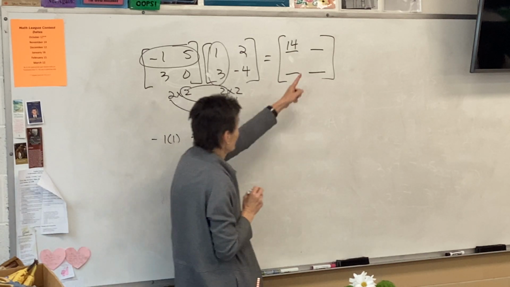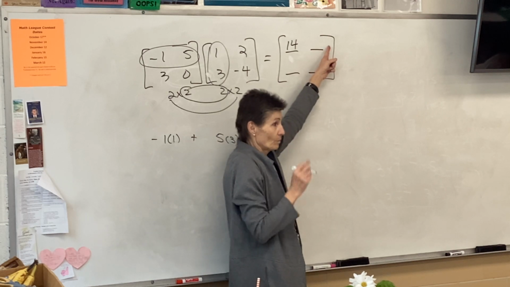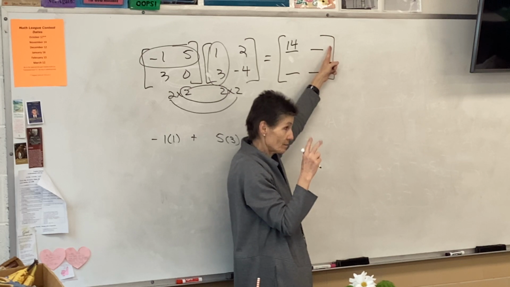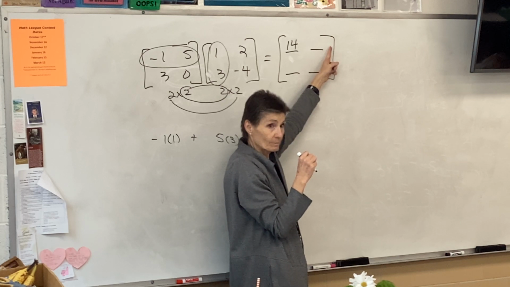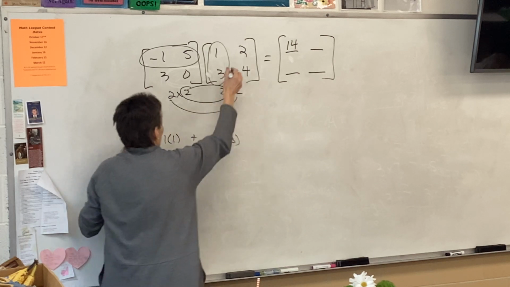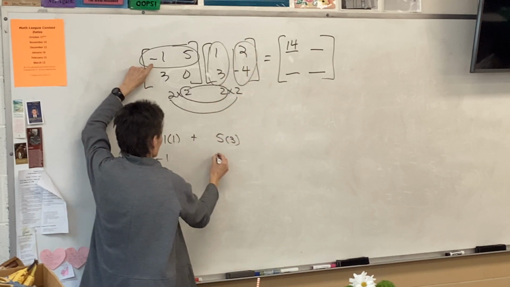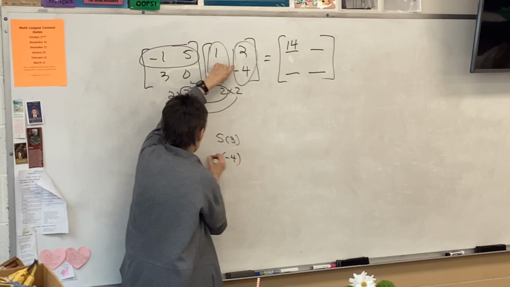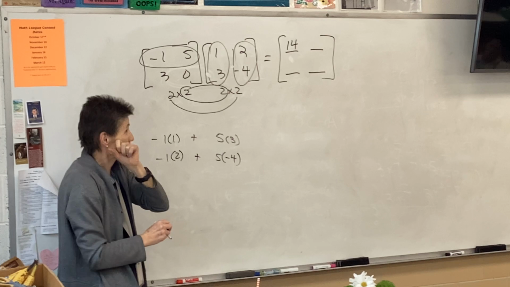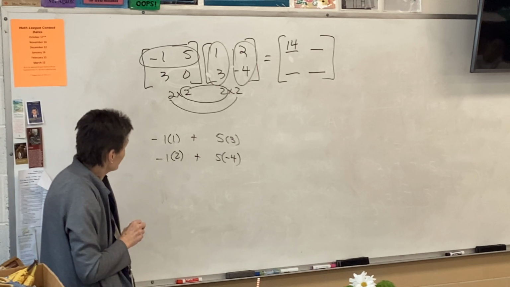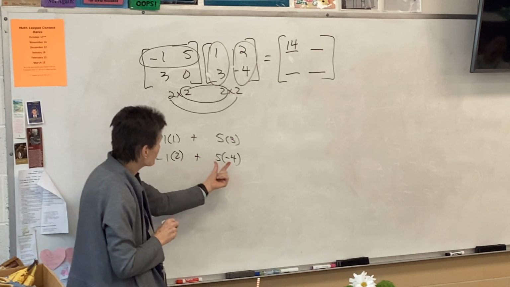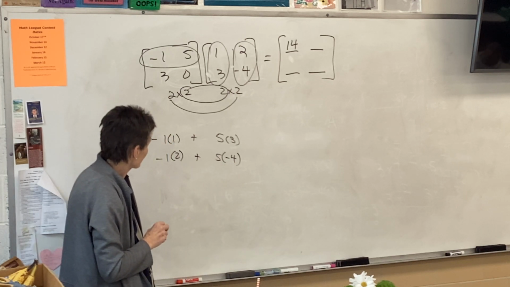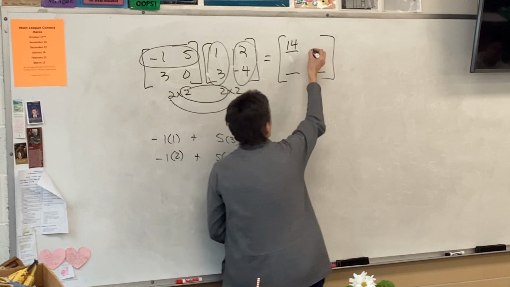All right, now I'll move over here. Where am I here? Row 1, column 2. So row 1 is still negative 1, 5, and column 2 is 2, negative 4. Remember, you multiply each pair and then add them together, and what do we get? Negative 22.